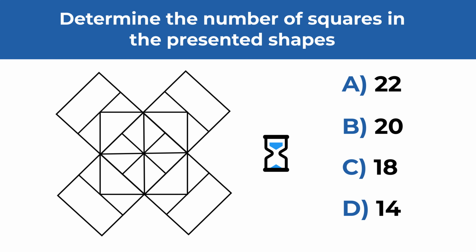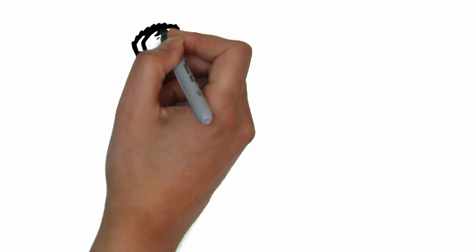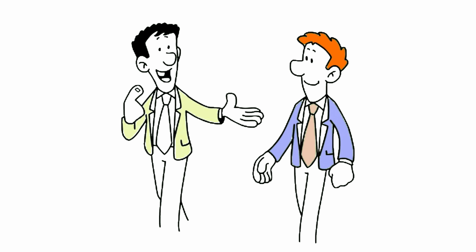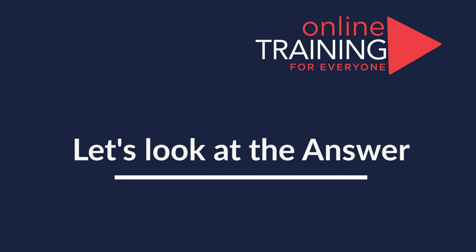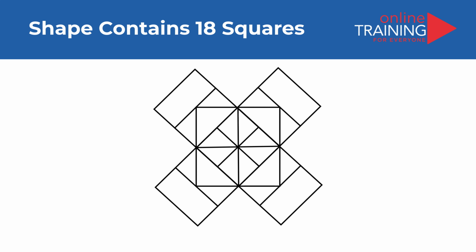Give yourself a little bit of time. If you're trying to recreate conditions from the real test, you can give yourself between 15 and 20 seconds. This is about as much time as you get. Ready or not, I am moving forward to share with you the final solution. Believe it or not, I counted 18 squares in this shape. Let me share them all with you.